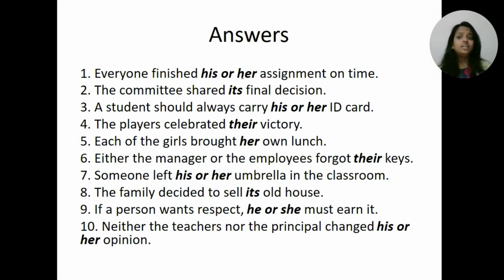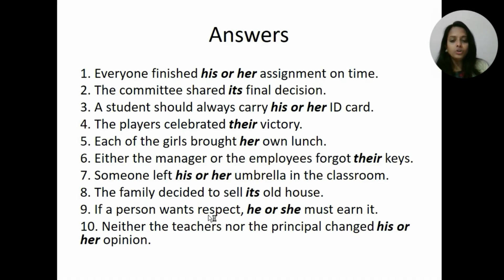Someone left his or her umbrella in the classroom. So someone is an indefinite pronoun that is grammatically singular. Therefore, it takes the singular pronoun his or her. The family decided to sell its old house. So here the family is a collective noun acting as one unit. So the singular pronoun its is used.